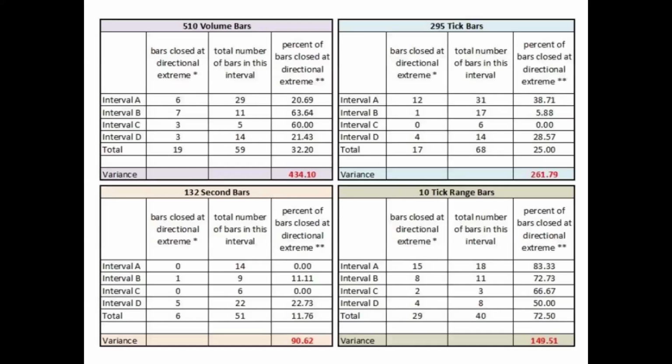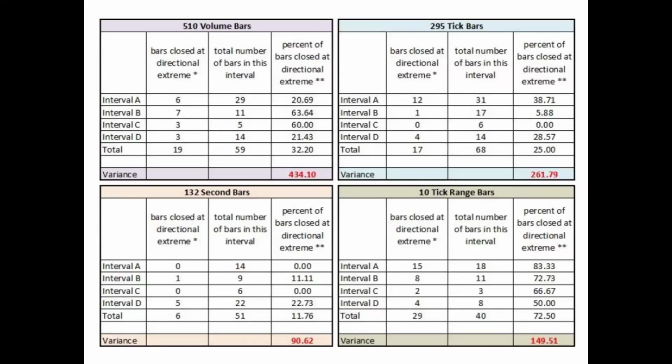So this table here at the top left, we've got volume bars, and it doesn't matter which, these are scalable. I could use more volume bars, more tick bars, time bars, and range bars. So the question in each of these different categories, each of these are different market conditions, is how often do these bars close at the directional extreme with the direction that the market is moving in? And the answer is, in general, about 32% of the time.